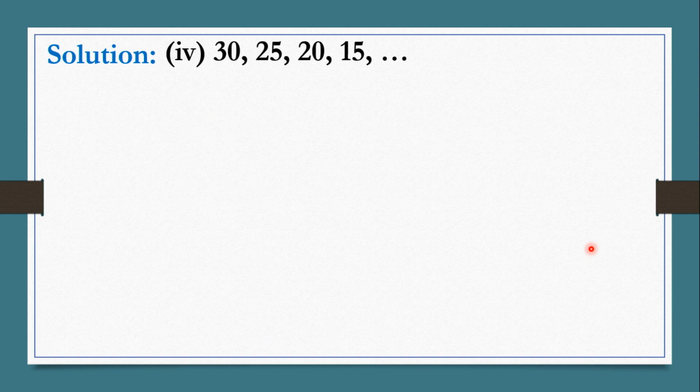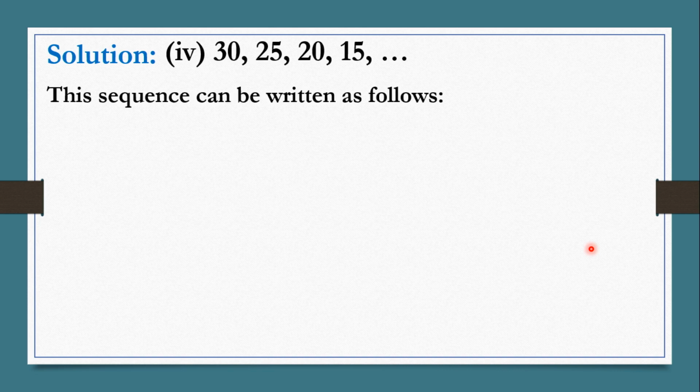A fourth one, 30, 25, 20, 15. What can you observe in this sequence? You can see that we are subtracting 5 to get the next term. So this sequence can be written as follows. First term, second term, third term, fourth term.